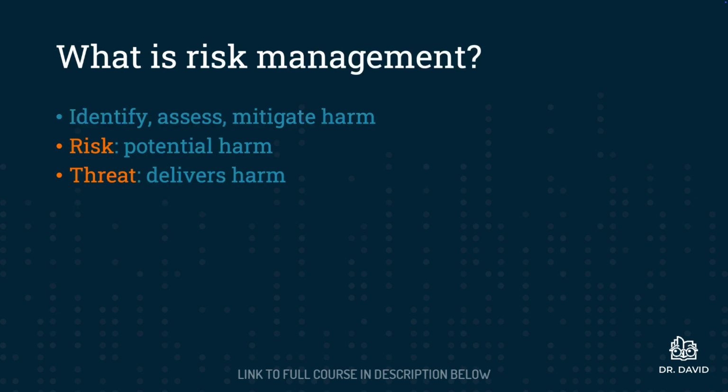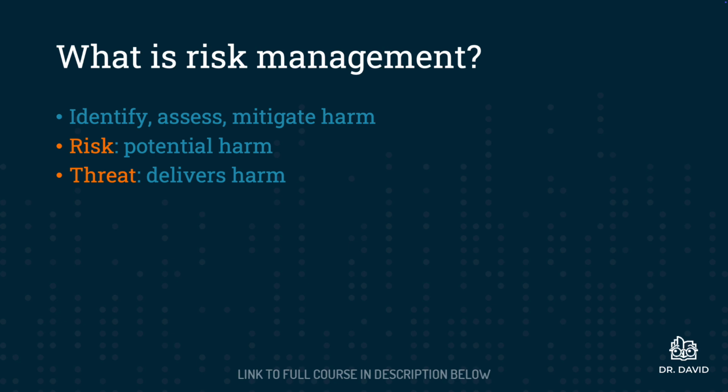So what is risk management? In short, risk management seeks to identify, assess, and mitigate harm. Identify in the sense that we want to see what is possible, what could go wrong. Assess in the sense that we want to look at the impact that this could have on our organization, on individuals, and mitigate in the sense that we want to take the percentage that this harm materializes and push it as close down to 0 as feasible.